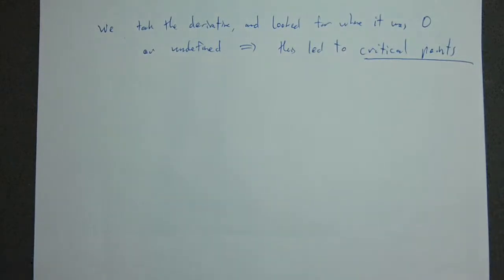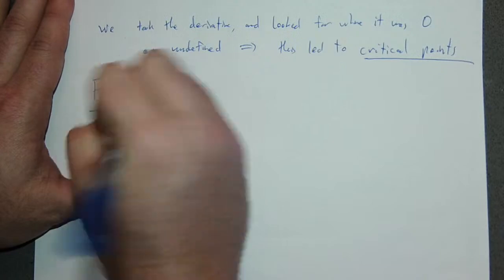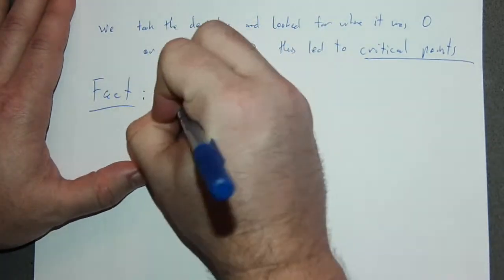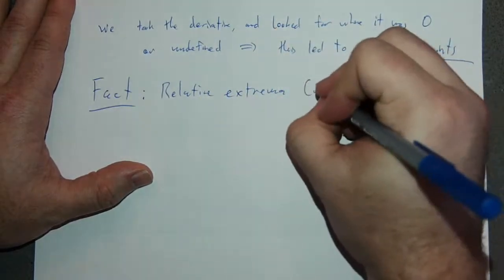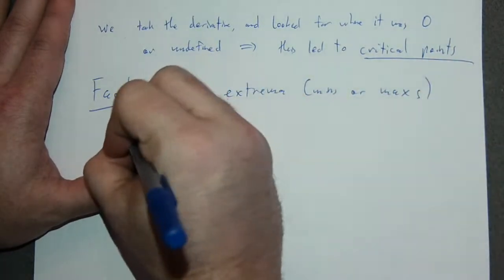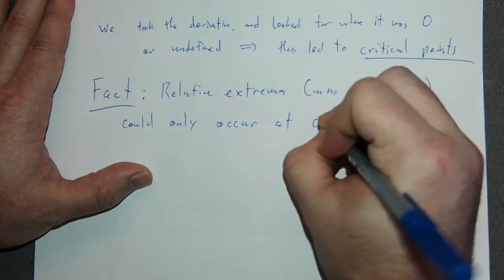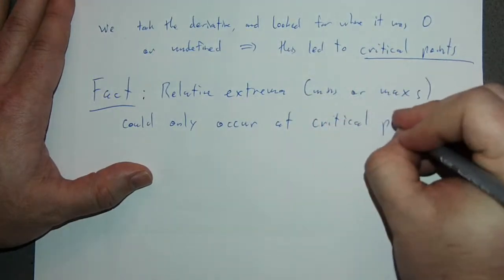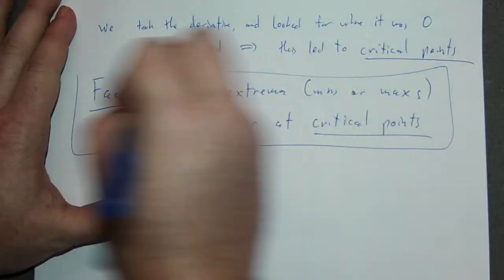What was the reason we did this? We had this big fact, right? So here was our big fact in Calc 1. That was the reason that we did this. So relative extrema, that is mins or maxes, could only occur at critical points. All right. That was our big fact that we used over and over and over again in Calc 1.